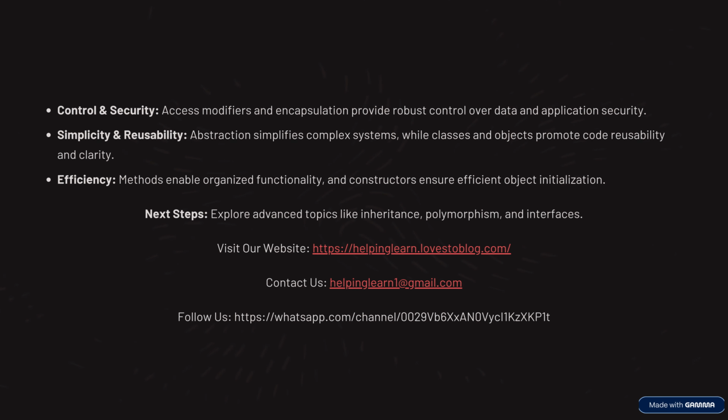Mastering OOP for future success. Control and security: access modifiers and encapsulation provide robust control over data and application security. Simplicity and reusability: abstraction simplifies complex systems, while classes and objects promote code reusability and clarity. Efficiency: methods enable organized functionality, and constructors ensure efficient object initialization. Next steps: explore advanced topics like inheritance, polymorphism, and interfaces.